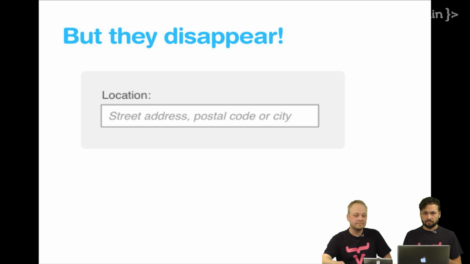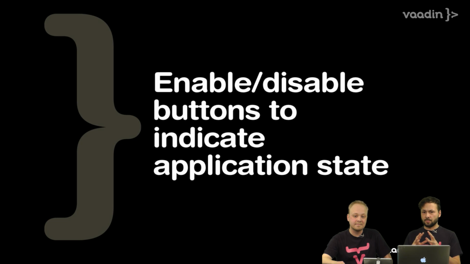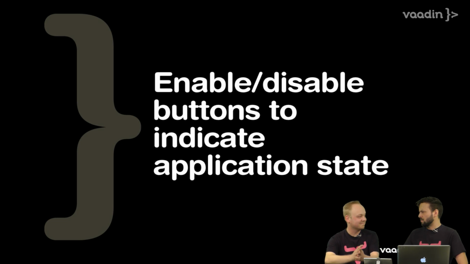All right. Okay, so now we've covered that. Let's look at a bit more involved example with enabling and disabling buttons to indicate application state. Well, that sounds mighty complicated, Dr. Rolf. Could you please explain that to us?